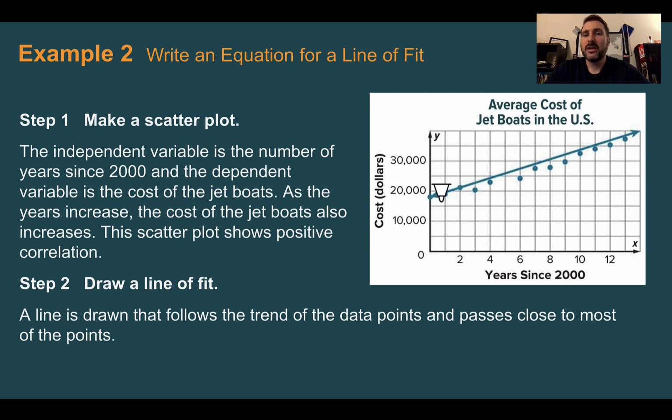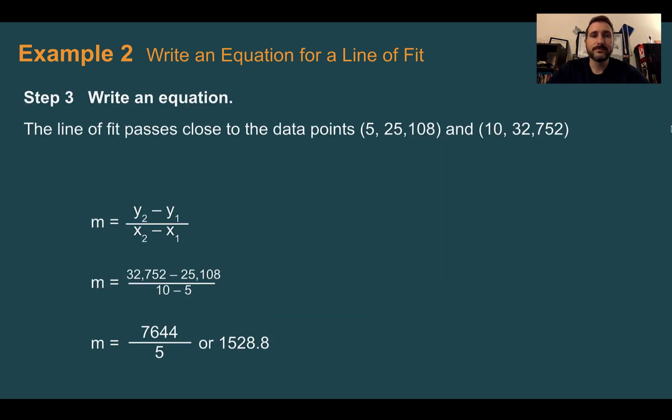So here, their line of fit they drew, I might have drawn it a little bit lower to make it better go through the dots. However, this is what they gave us, so that's what we're going to use. We can see it has a positive correlation here. It is going in an upward direction. Now we can write an equation.